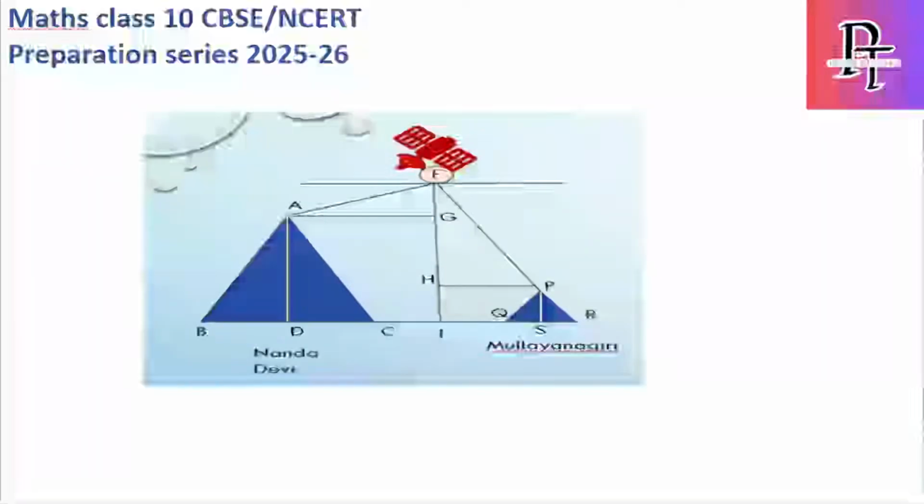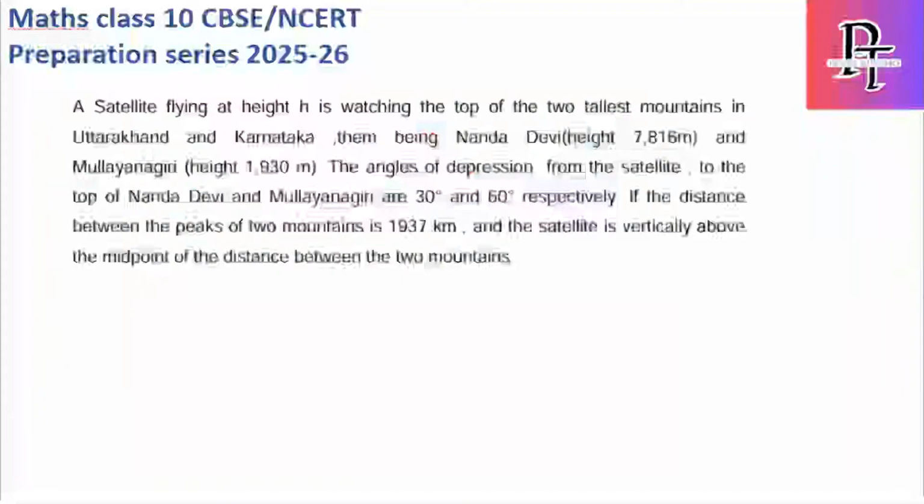Okay, let's go to the second case study. First I will discuss the matter. A satellite is flying at height h, watching the top of two tallest mountains in Uttarakhand and Karnataka. The first mountain is Nanda Devi, the height is 7816 meters, and Mullayanagiri height is 1930 meters. The angles of depression from the satellite to the top of Nanda Devi and Mullayanagiri are 30 and 60 respectively.